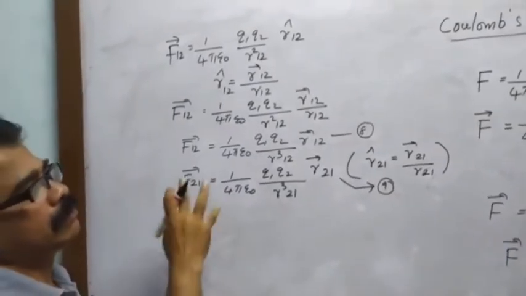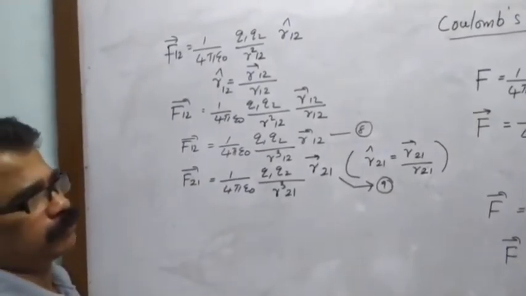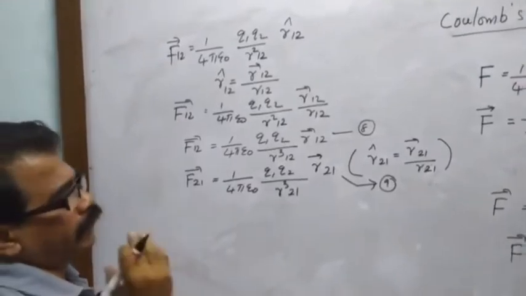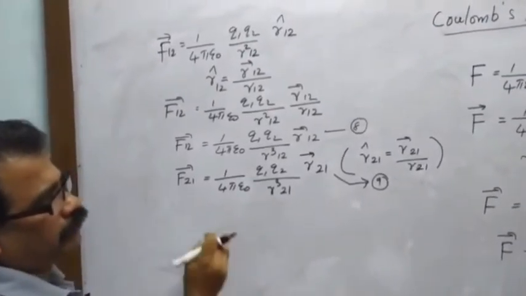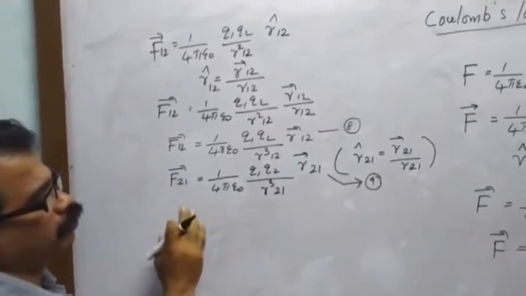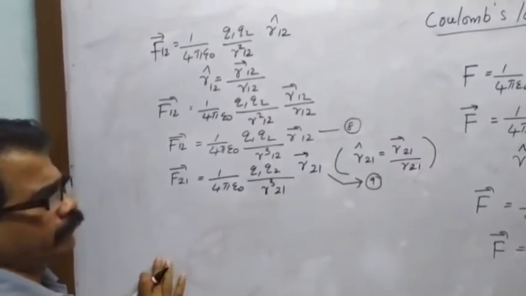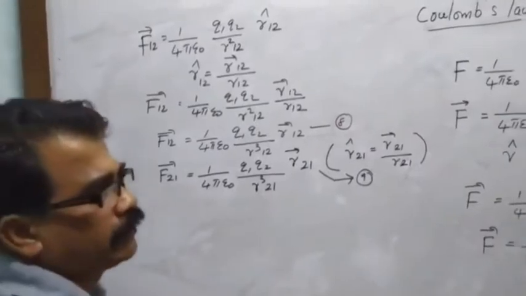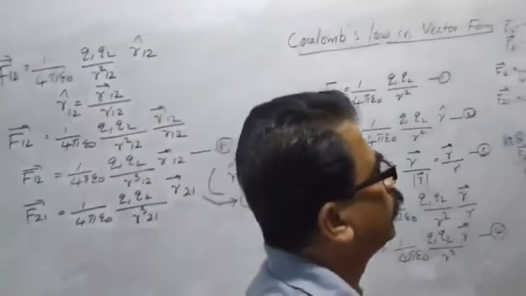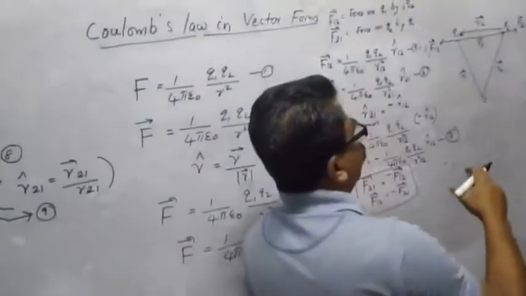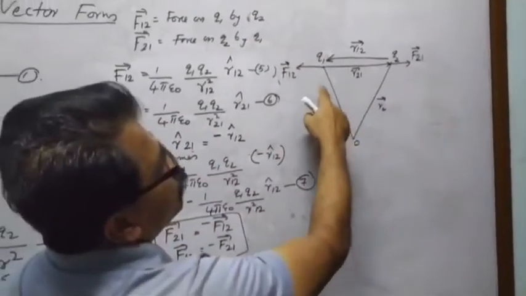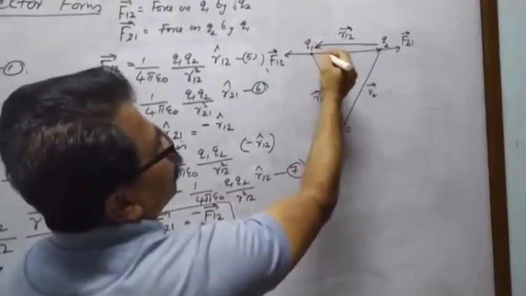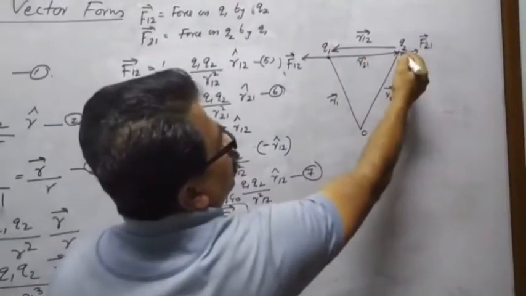These are all extended forms of Coulomb's law. Again, we can change the vector form of Coulomb's law in another way. What is that? Look at the figure. From this figure, R1 is the position vector of charge Q1, and R2 is the position vector of charge Q2.